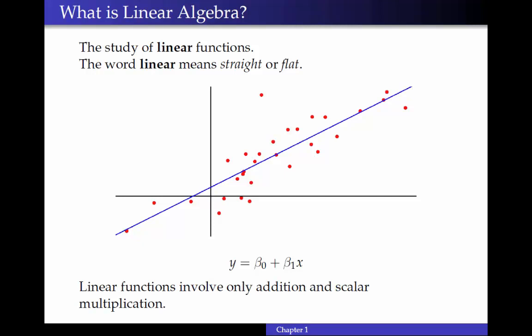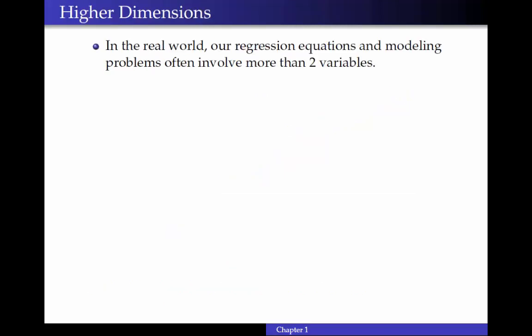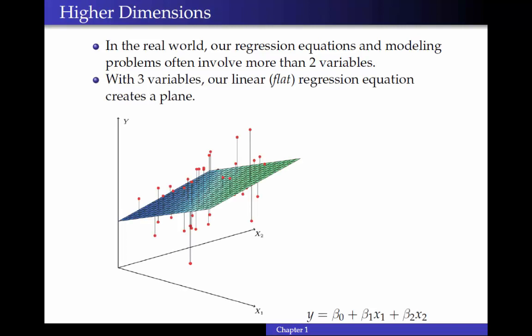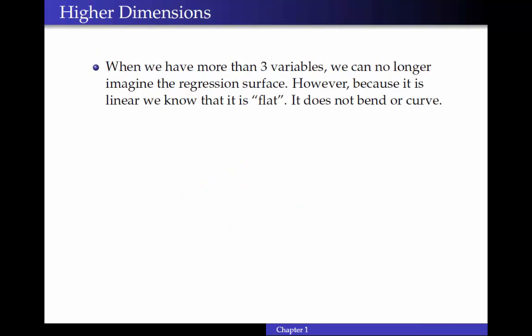So just thinking about regression, though, in the real world, our regression equation and our modeling problems are going to involve more than 2 variables. So with 3 variables, we can still draw what that looks like, right? Our linear regression equation is going to be a plane, which is, again, a flat surface. But when we have more than 3 variables, we can no longer imagine that surface. However, because it's linear, we know that it's flat. It does not bend or curve.